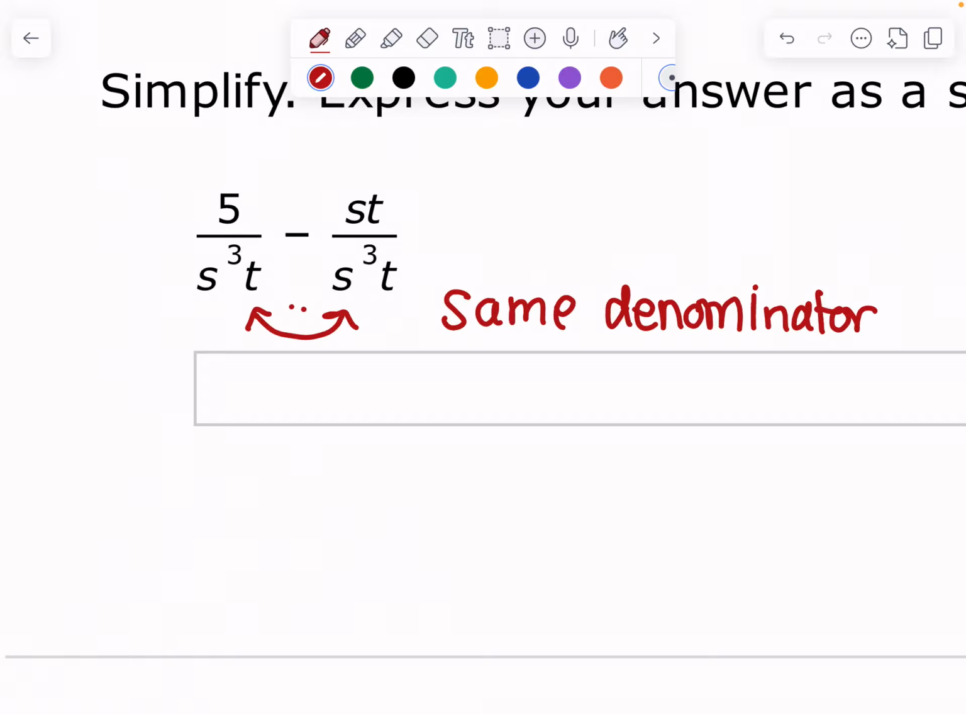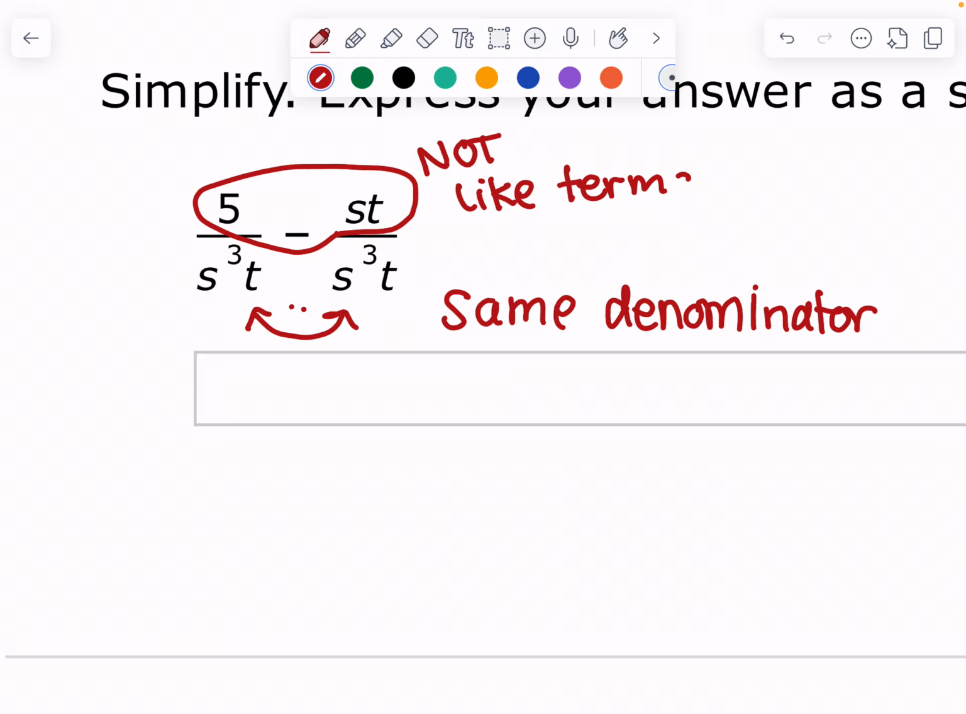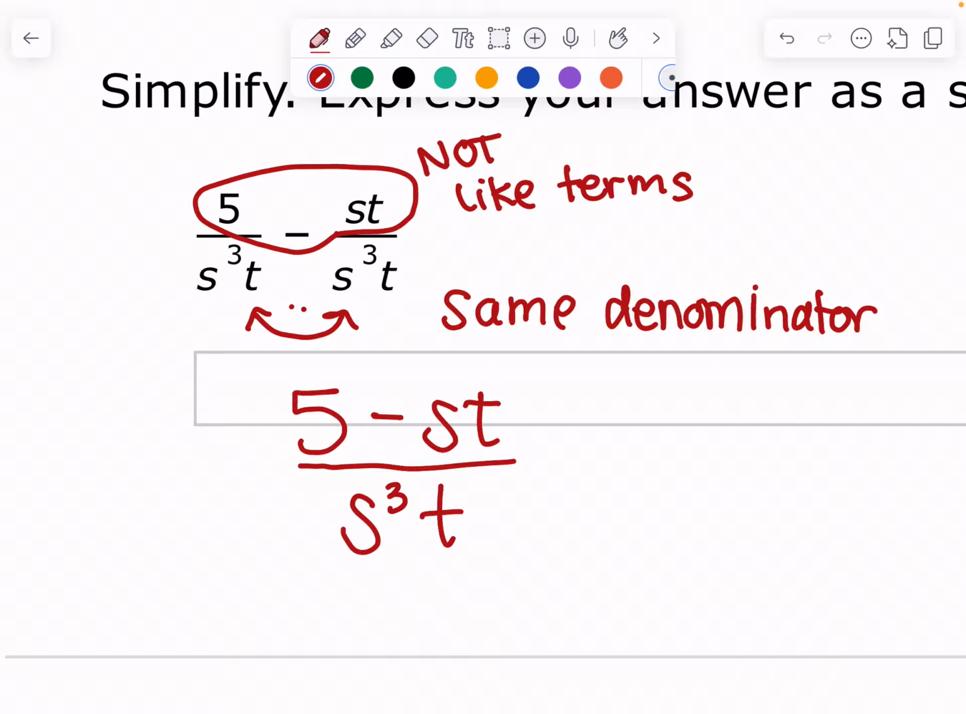And if they have the same denominator, what that means is all you have to do is add or subtract the top. And for that, these are not like terms. So all you'll have to do is 5 subtract st, because they didn't combine any, right? It's not going to become 5st or anything like that. 5 subtract st over s cubed t, because that was already the denominator, right? That's all.